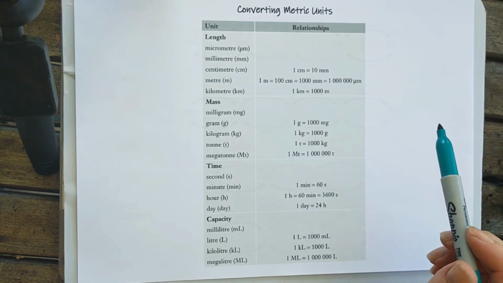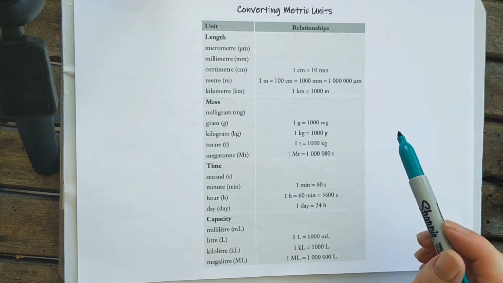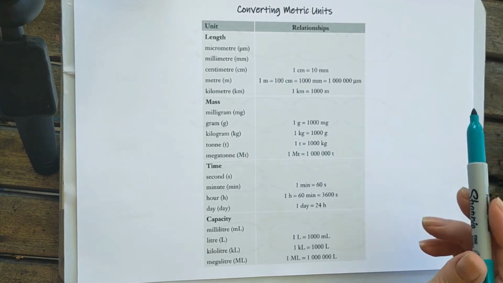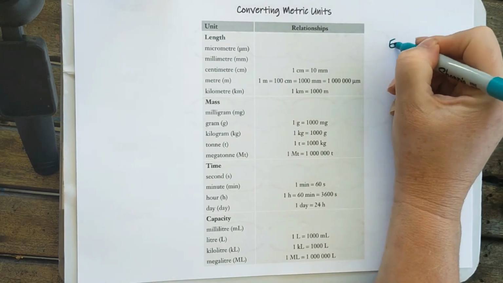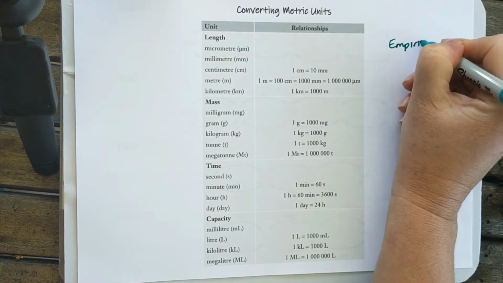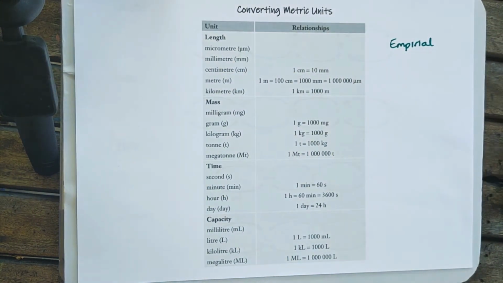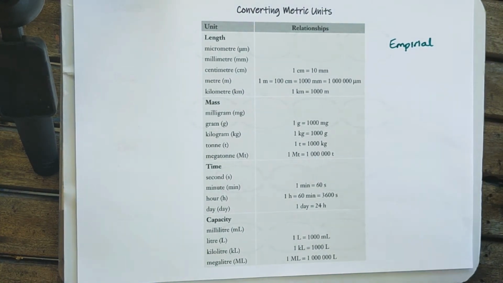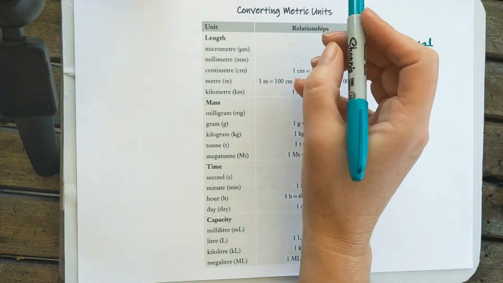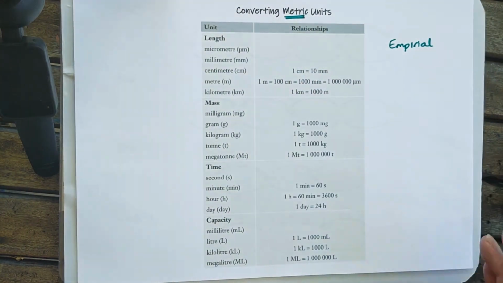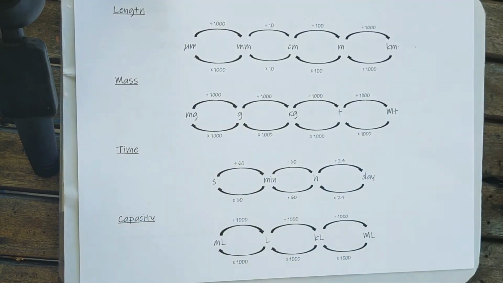So other measurements you hear like miles or gallons, they are imperial, and we spell that imperial, and they're used in countries like America, and they use a different system of measuring. But in Australia, we use metric units. So today, we're going to be having a look at converting in between our different units.